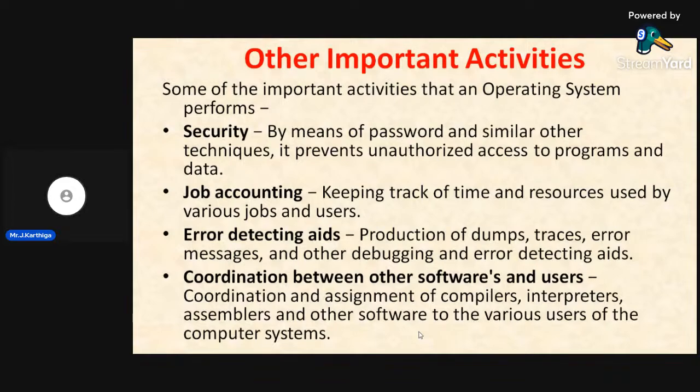Other important activities done by the operating system: security, job accounting, error detecting aids, and coordination between other software and users. For security, by means of passwords and similar techniques, it prevents unauthorized access to programs and data. For job accounting, it keeps track of time and resources used by various jobs and users. For error detecting aids, it produces dumps, traces, error messages, and other debugging and error detecting aids. Coordination between other software and users means assignment of compilers, interpreters, assemblers, and other software to the various users of the computer system.